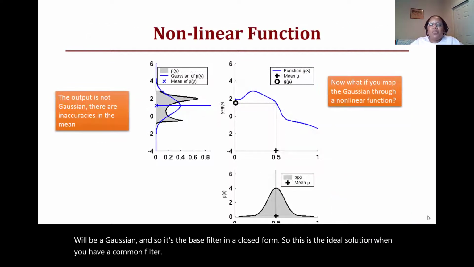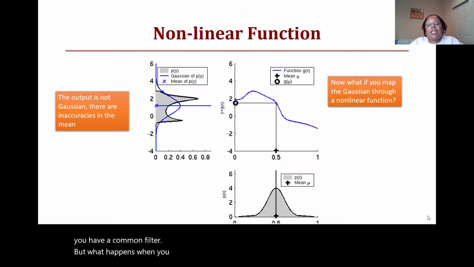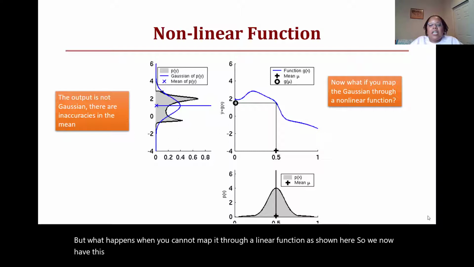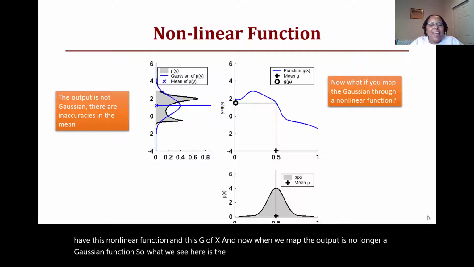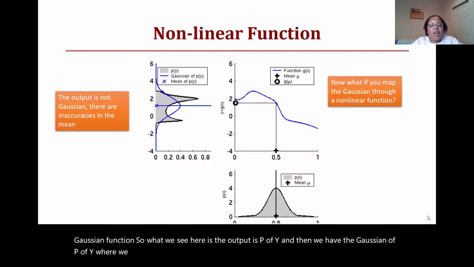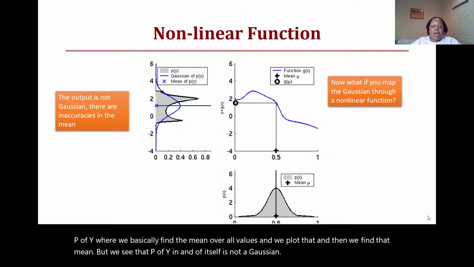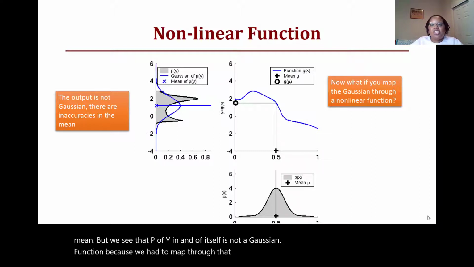But what happens when you cannot map it through a linear function as shown here? So we now have this nonlinear function, g of x, and now when we map, the output is no longer a Gaussian function. So what we see here is the output is p of y, and then we have the Gaussian of p of y, where we basically find the mean over all values, and we plot that, and then we find that mean. But we see that p of y in and of itself is not a Gaussian function because we had to map through that nonlinear function. So what is the solution to that problem?